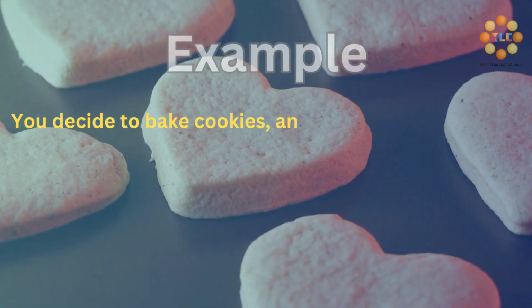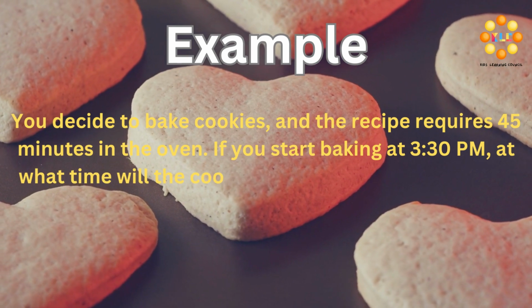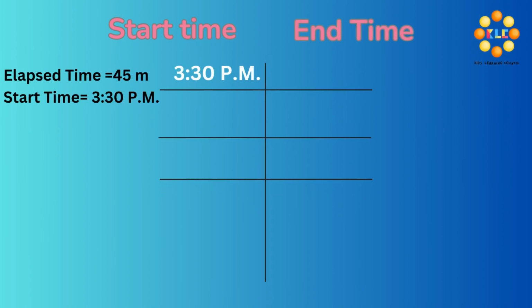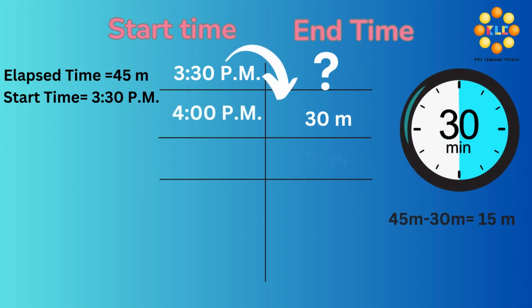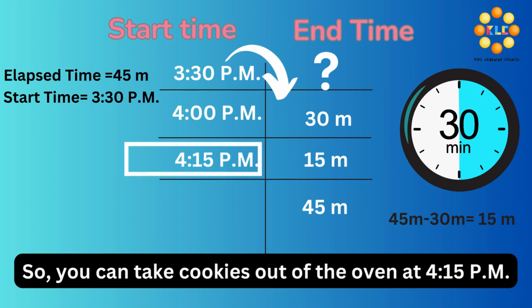Let's see another problem. You decide to bake cookies, and the recipe requires 45 minutes in the oven. If you start baking at 3:30 p.m., at what time will the cookies be ready to take out of the oven? In this word problem, we are given the starting time and the elapsed time, but the ending time is missing. So, given the situation, we can simply add 45 minutes to the starting time. In order to make it easier, always try to follow the 60 minutes rule, which says you only need to add 30 more minutes in the first step to make 4 o'clock, and add the remaining 15 minutes in the second step. So, you can take the cookies out of the oven at 4:15 p.m.